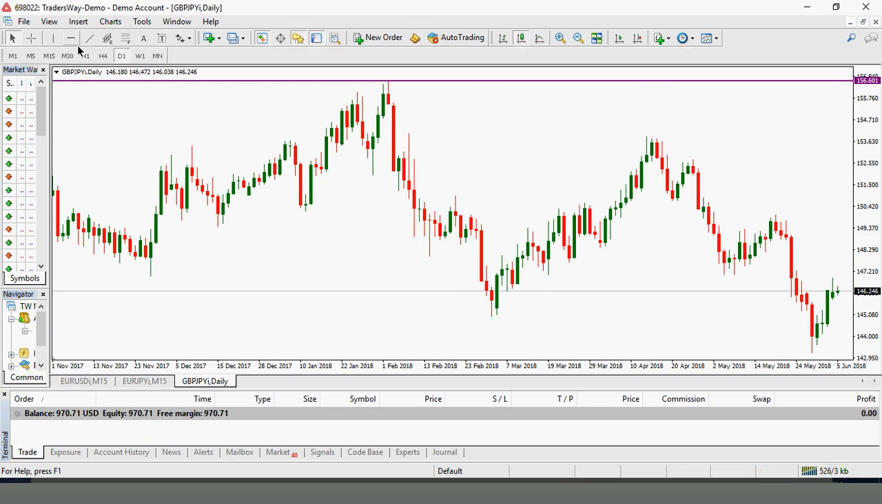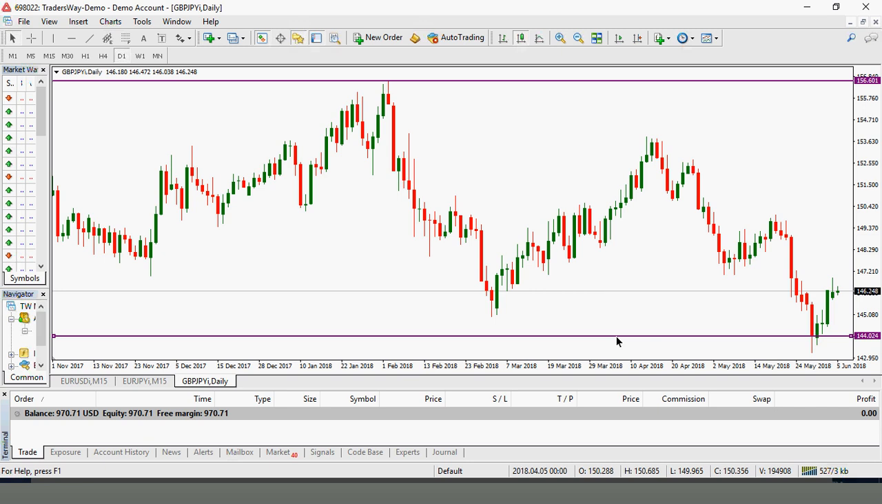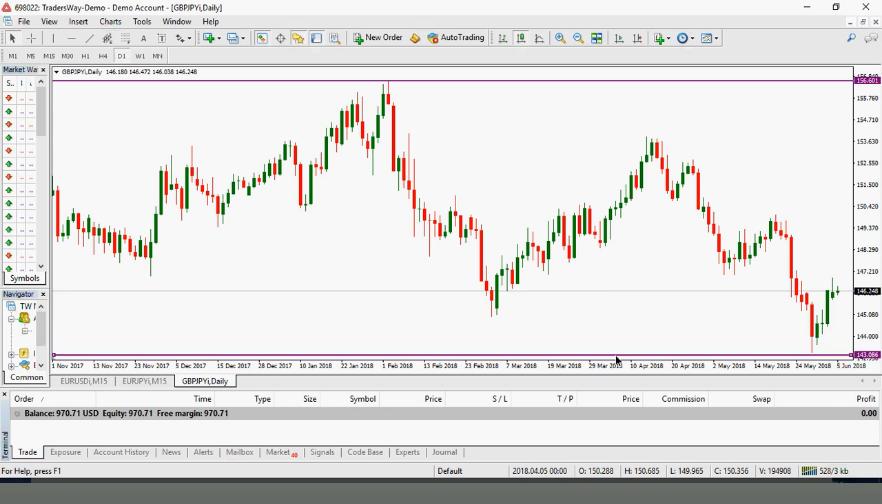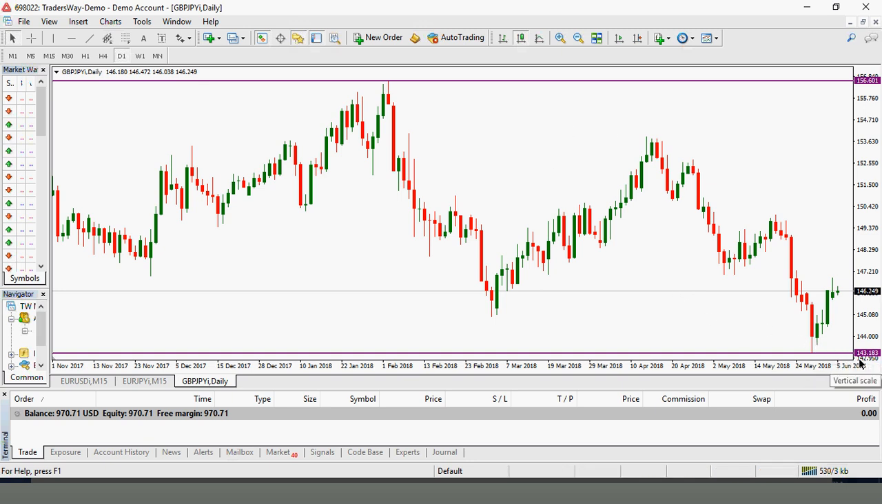So this gives me an indication of what the price action was like at the highest point on the daily chart. And then I'll plot a line here for the lowest point, which is 143.183. This shows that this was the lowest point. And this particular chart goes from November 1st, 2017 through June 5th, 2018.